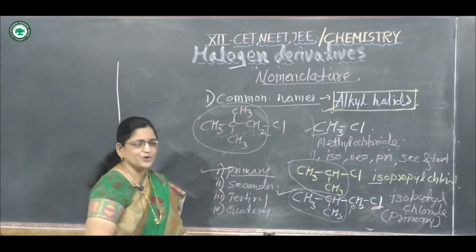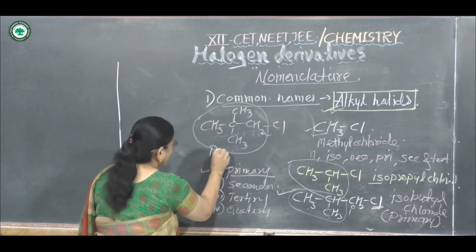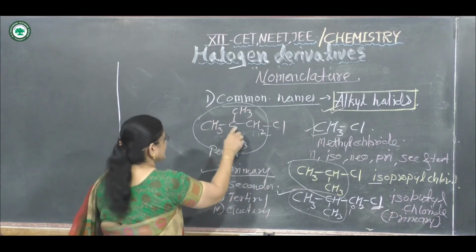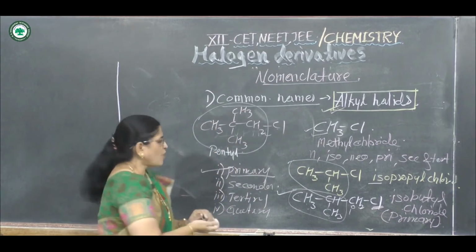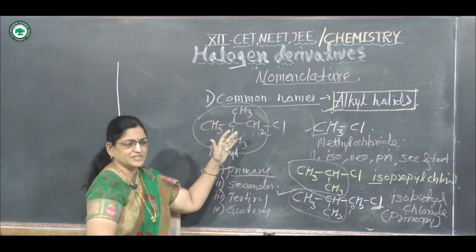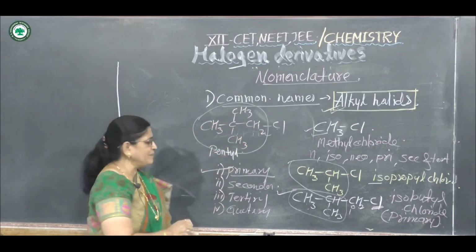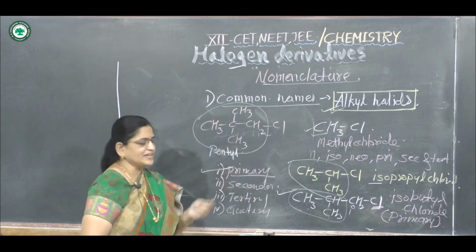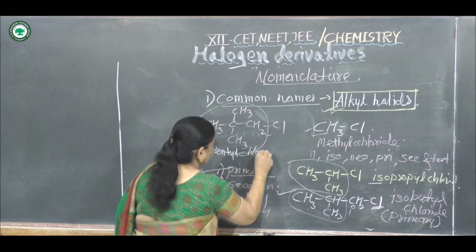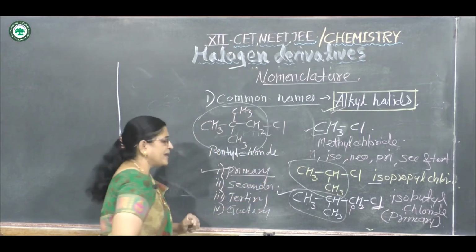Hence, it is a derivative of which alkyl? Pentyl. That is, the alkyl group is pentyl as it contains 5 carbon atoms. In the common name system, count all these carbon atoms. It contains 5 carbon atoms. It is a derivative of pentyl. The alkyl group is pentyl. The name of this compound is pentyl chloride.